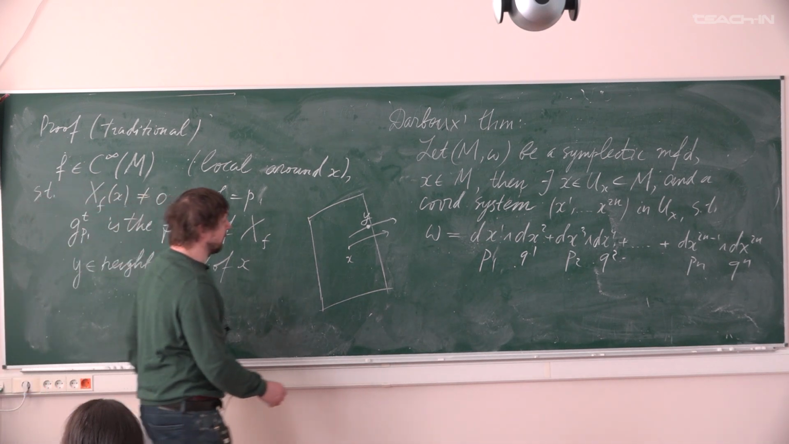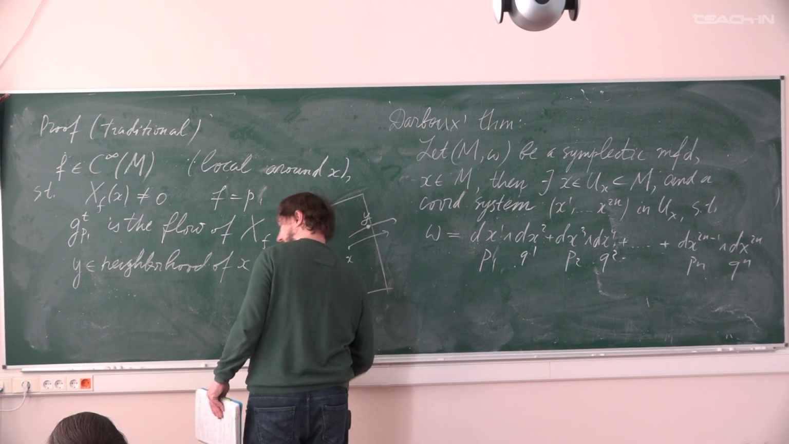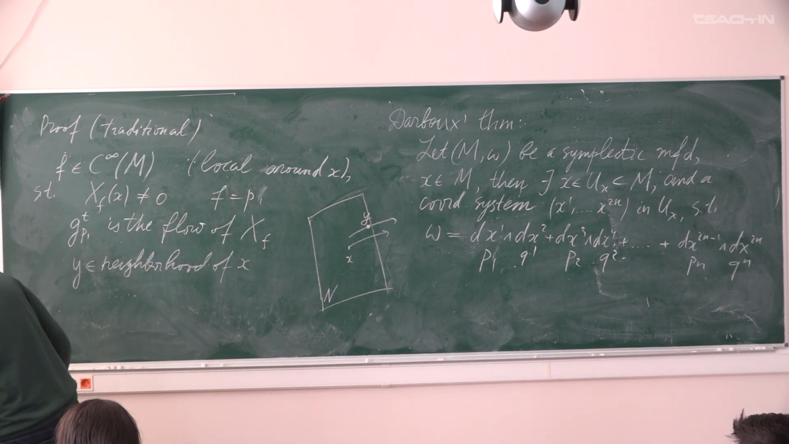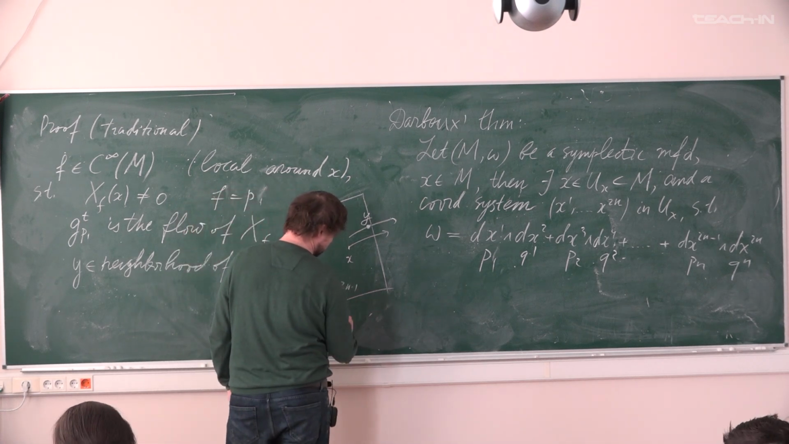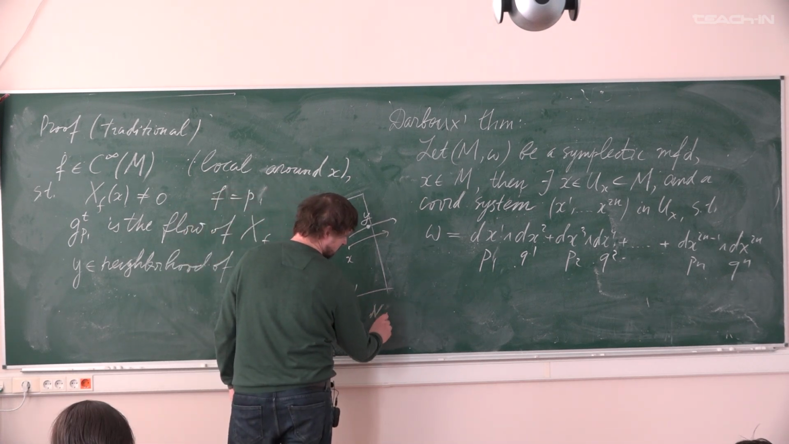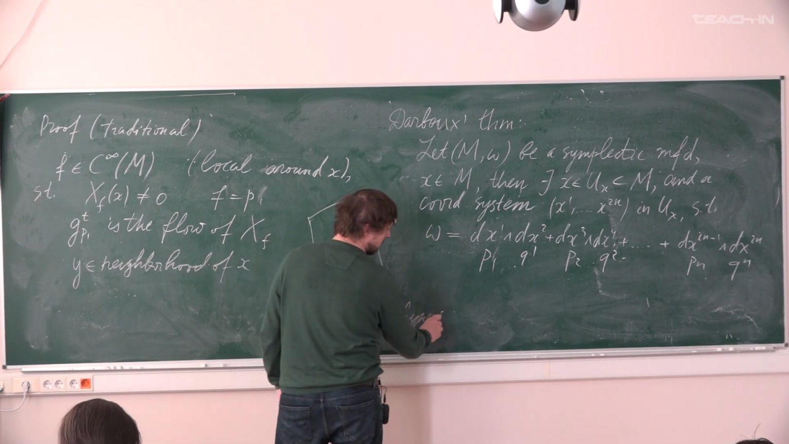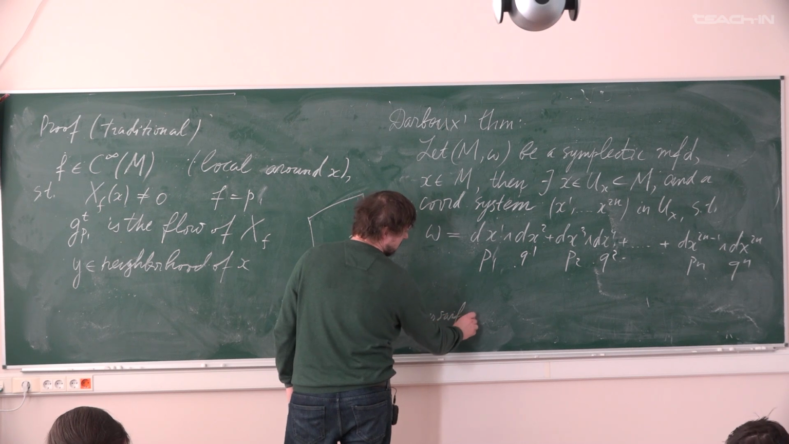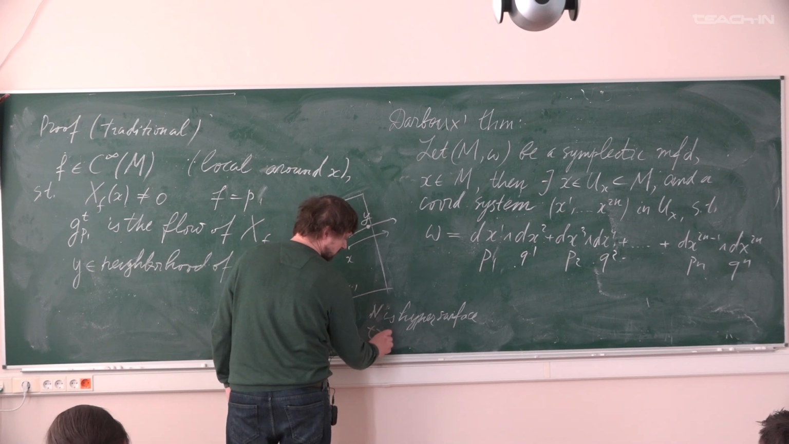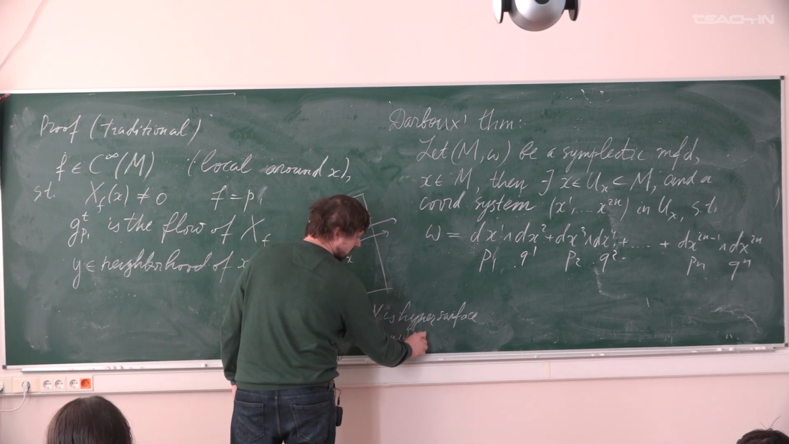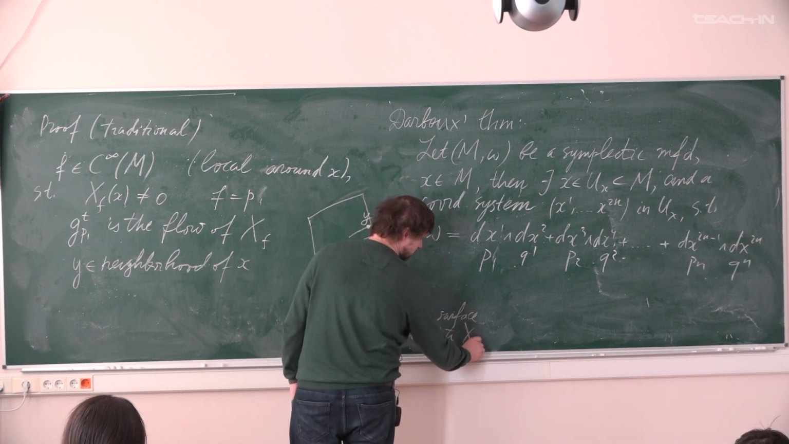Just one thing I forgot to say. I also choose N to be some smooth hypersurface of dimension 2n minus 1, and this hypersurface is transversal to the field X_f.